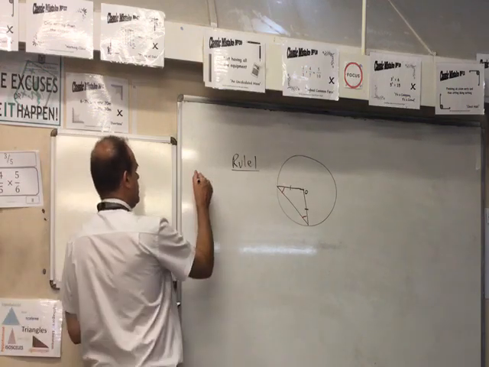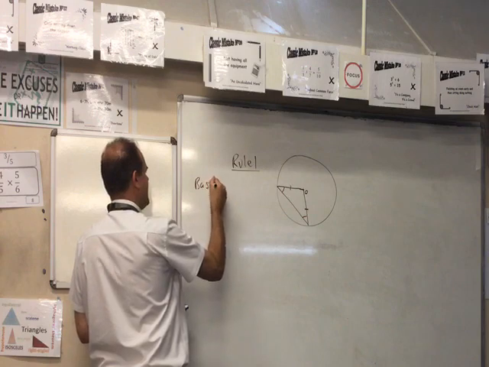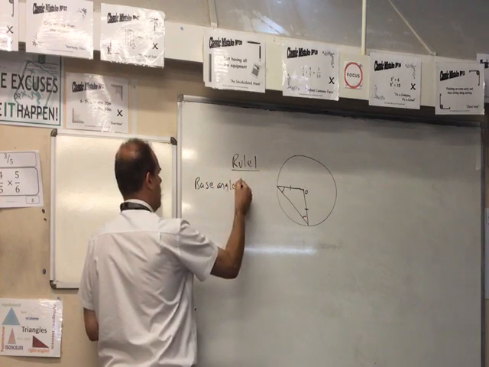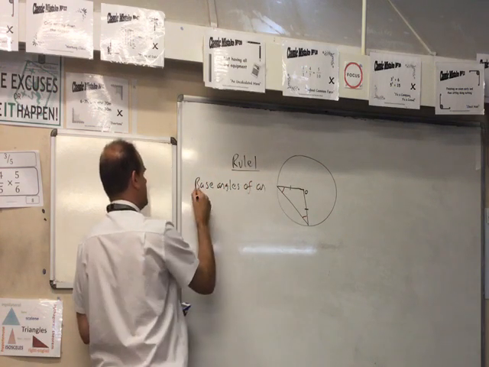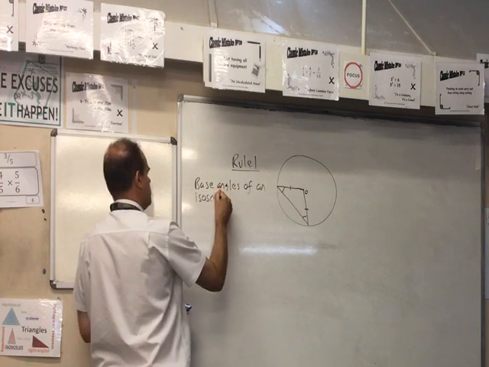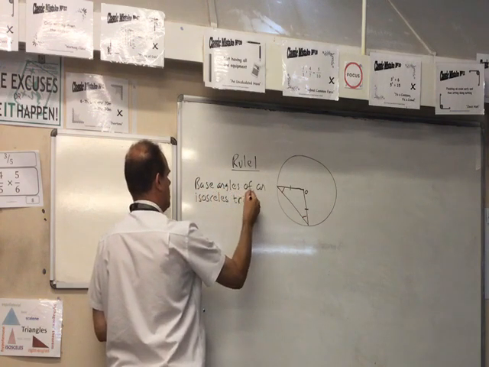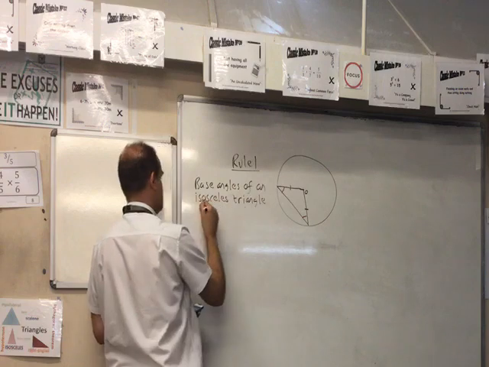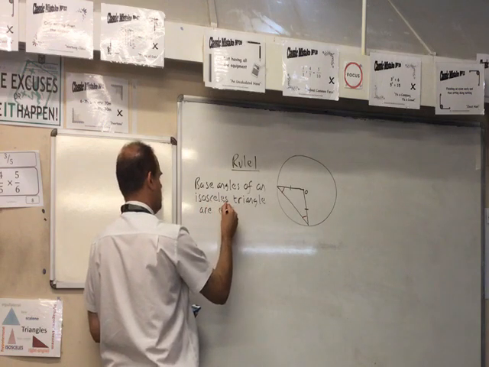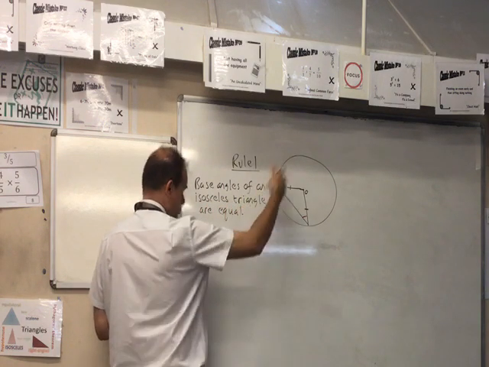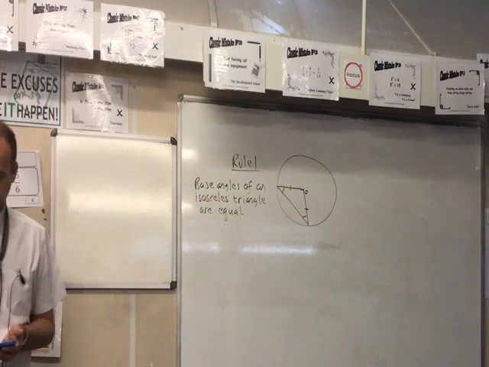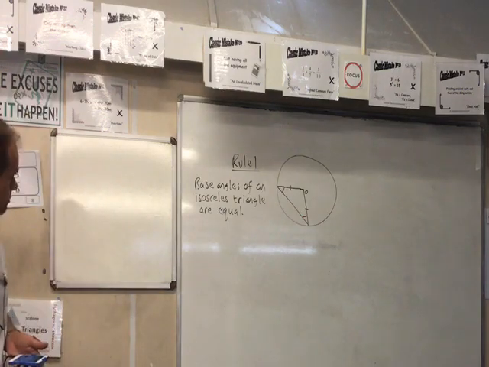So rule 1 is that the base angles of an isosceles triangle are equal. Very useful result, so simple, but that can help you move around the circle and get other angles very, very quickly. So that's rule number 1.